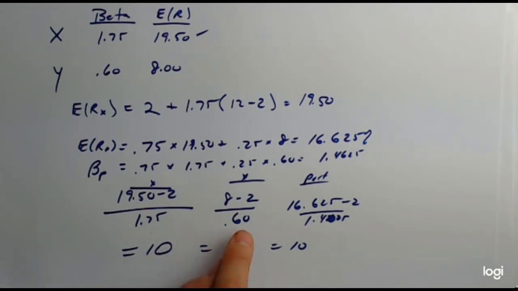But all else being equal, people will also be selling Y, because it has a low reward to risk ratio. You sell Y, the price goes down, and the expected return goes up. That will force this to go a bit higher. So somewhere there'll be an equilibrium in between. This will be bought, this will be sold. They'll equalize eventually. It may not be at 10, it may be at another number, but it'll eventually equalize along with the portfolio itself.